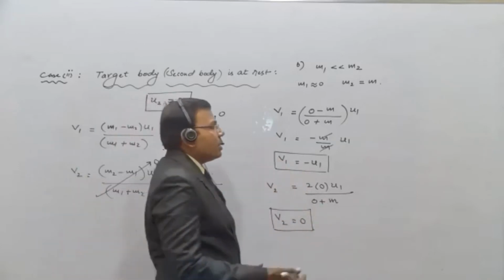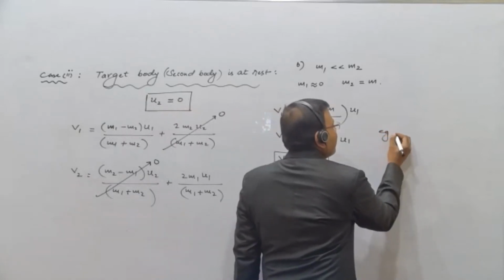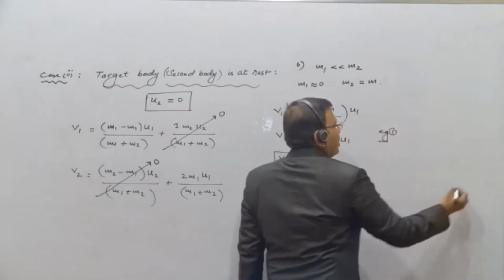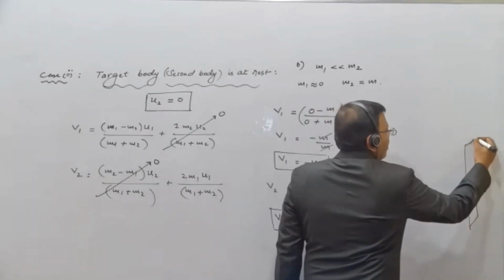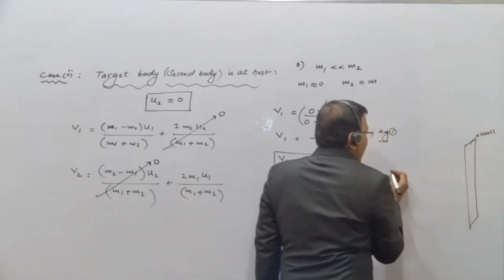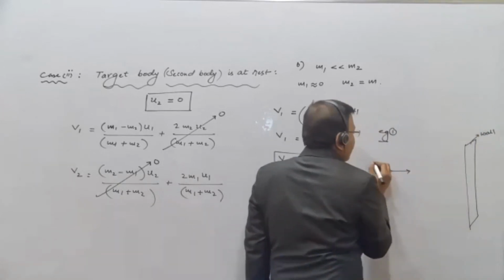I'll give an example here. This is an example what we have in our daily life. This is a wall. You can see this is the wall. And I take one ball. This is the ball.